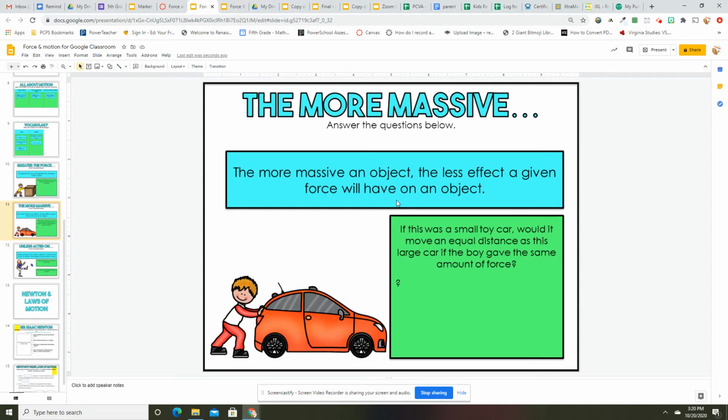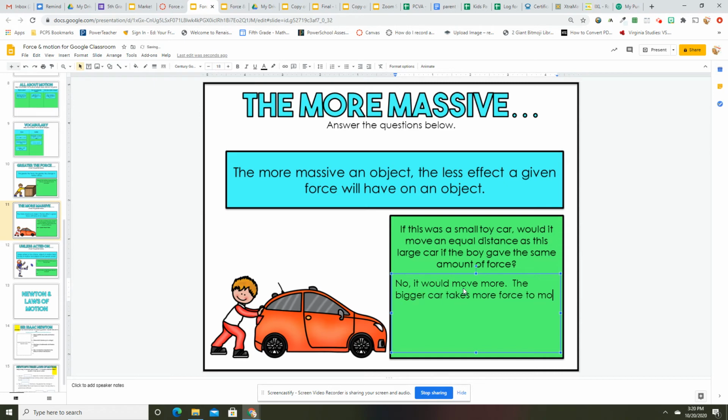The more mass an object has, the bigger an object, the less effect a given force will have on an object. So if this was a small toy car, would it move an equal distance as the large car if the boy gave the same amount of force? No, it would move more, because the bigger car takes more force to move. Because it's bigger, it has more mass.